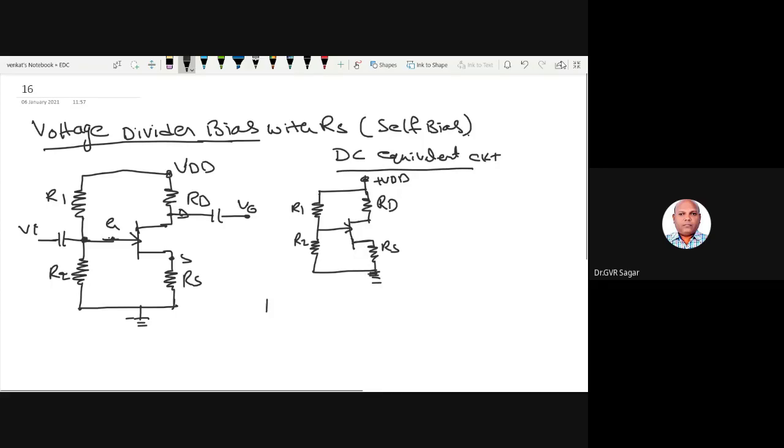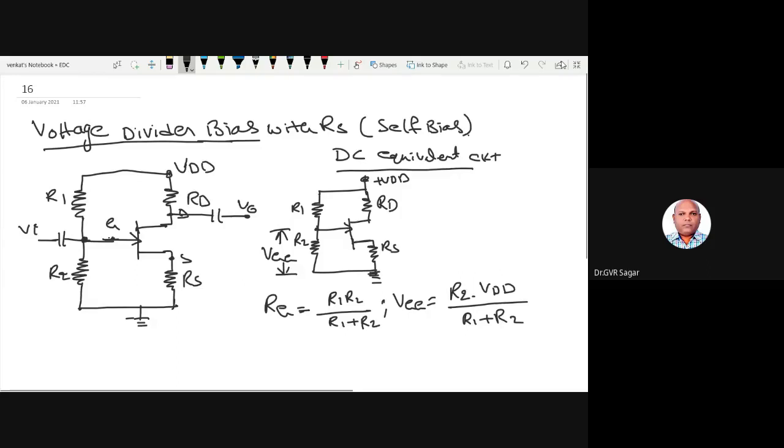The effective resistance I'm taking as RG, because these two are in parallel connection, right? So RG equals R1 R2 by R1 plus R2. And the voltage drop across R2 is called VGG. The voltage drop across R2 I am taking as VGG. So VGG equals R2 into VDD by R1 plus R2.